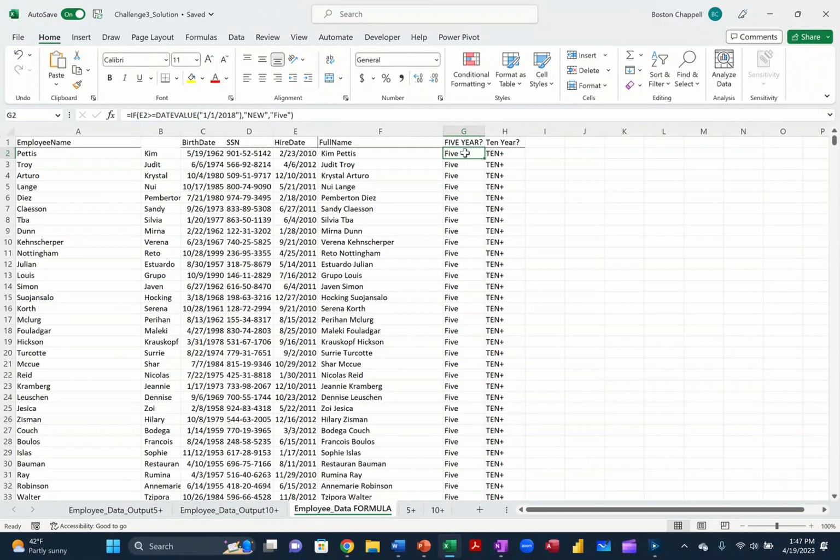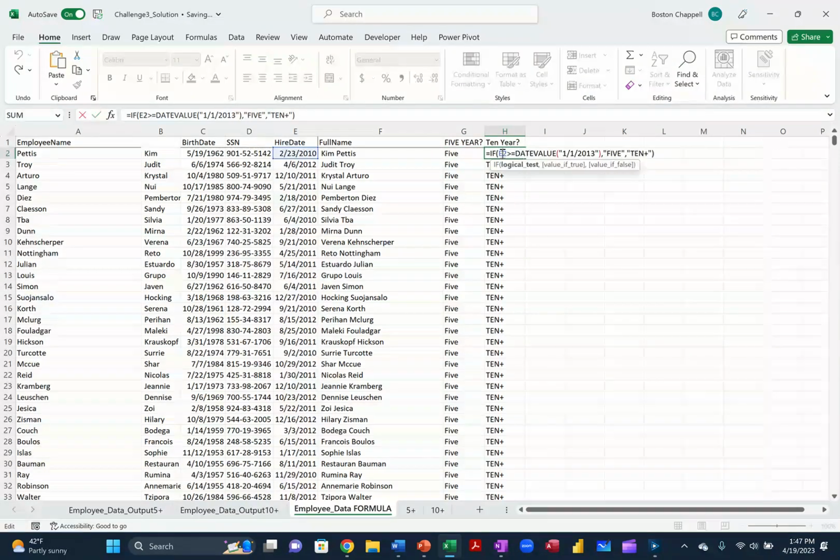And then since we have that other condition of 10 years plus, I also did the same one and then the same IF statement per se, and then just changed the date to 2013. And if it was greater than that, then they also have been there for 10 plus years. So then I had to return 10 plus. And then if they weren't, I had to return 5.